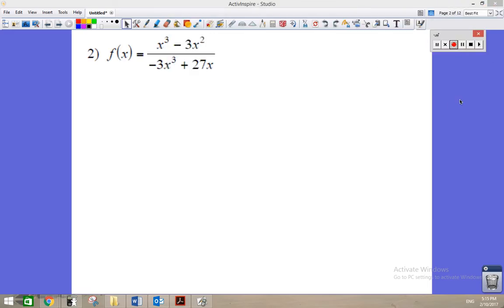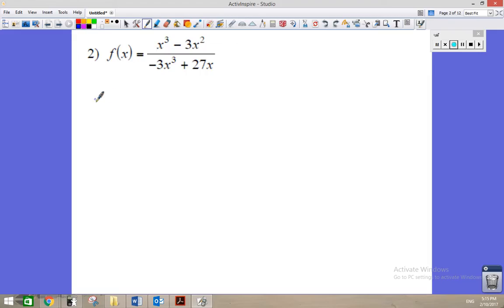We have a rational function here. I know it's a rational function because the numerator is a polynomial and the denominator is a polynomial. The numerator is a polynomial of degree 3 with the leading coefficient of positive 1. The denominator is a polynomial of degree 3 with the leading coefficient of negative 3. My first step with a rational function is to factor both the numerator and denominator.